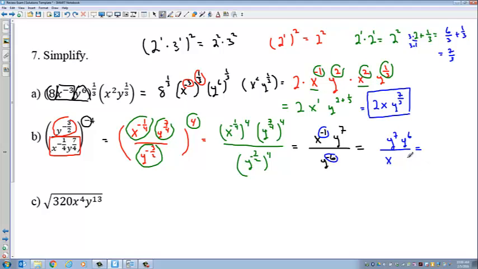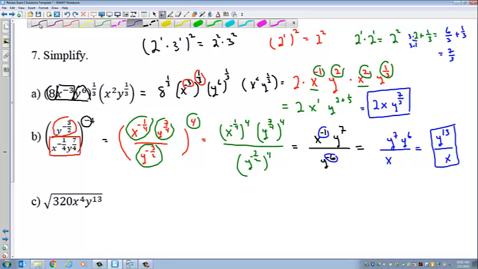And then finally, here you have exponentials with the same base. So what do you do with these exponents? You don't multiply, you add. So 7 plus 6 is 13, and that's all divided by x. So that would be my final answer.